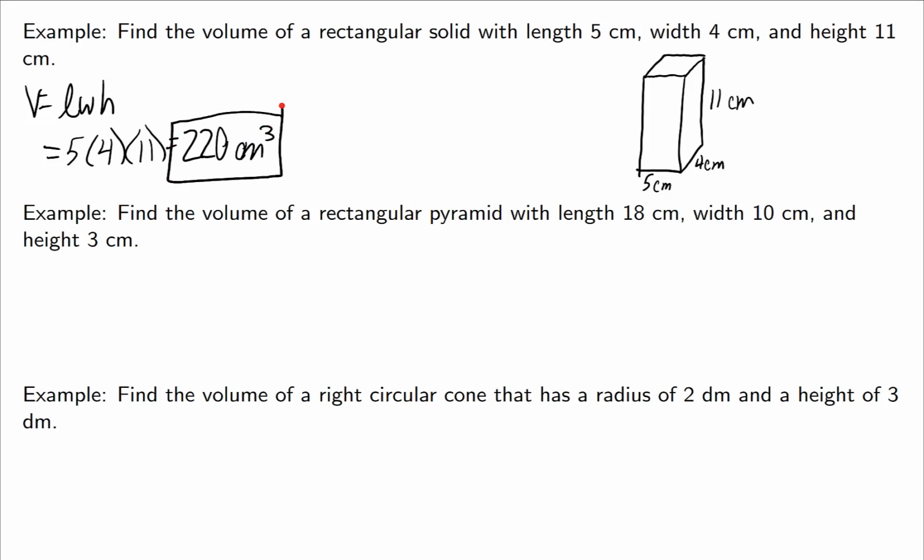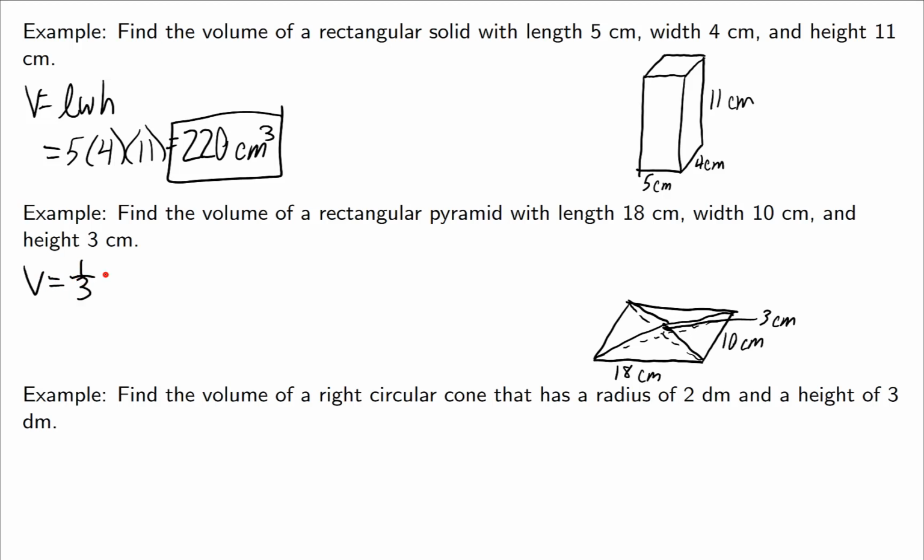Next example. Find the volume of a rectangular pyramid with length 18 centimeters, width 10 centimeters, and height, we'll have to draw it to a point, 3 centimeters. That's a very short pyramid. Hopefully this drawing gives you a little bit of a visual of this pyramid. It's very short. And the formula for the volume of a pyramid is 1/3 length times width times height.